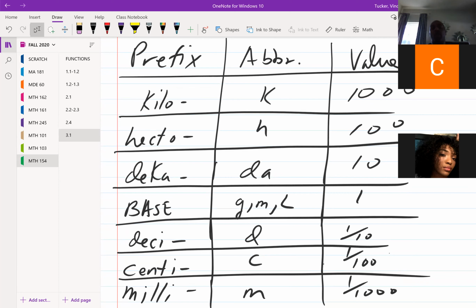It can get way larger than kilo. Most of us have had experience with that. We talk about gigabytes, mega, your phone and all that stuff. Then it can get a lot smaller than milli, with nano and pico, and so on. The abbreviations for these basic ones: kilo is K, H for hecto, DA for deca, then G, M, L for grams, meters, liters, then D for deci, C for centi, and M for milli. And their values are 1,000, 100, 10, 1, 1/10, 1/100, and 1/1,000.